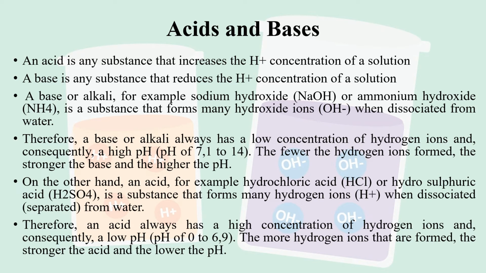On the other hand, an acid, for example hydrochloric acid or hydrosulfuric acid, is a substance that forms many hydrogen ions when dissociated in water. Therefore, an acid always has a high concentration of hydrogen ions and consequently a low pH of 0 to 6.9. The more hydrogen ions that are formed, the stronger the acid and the lower the pH.